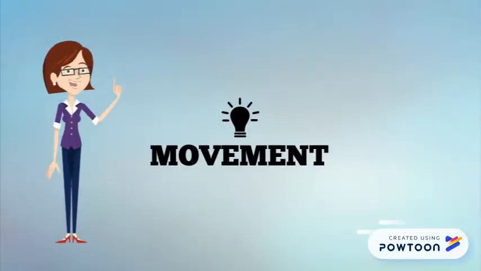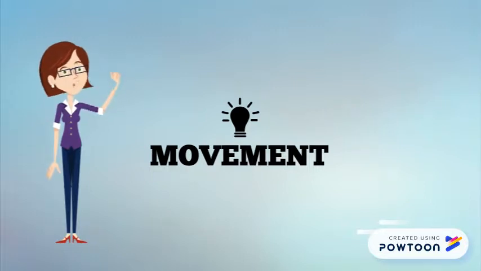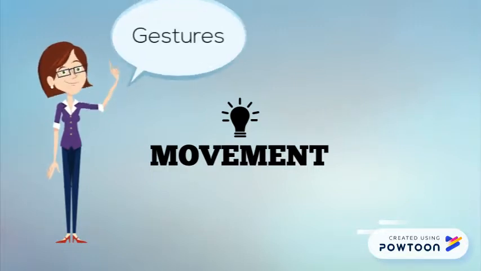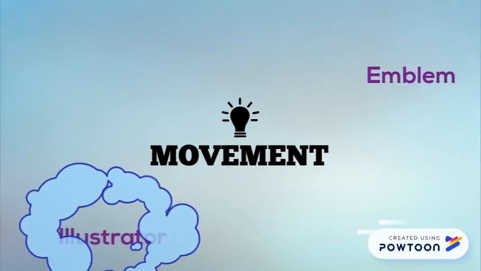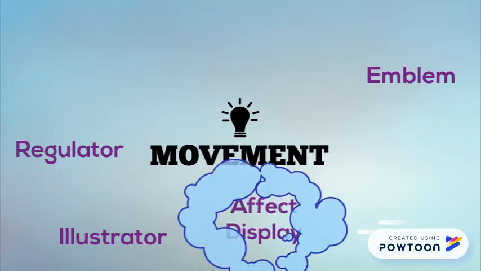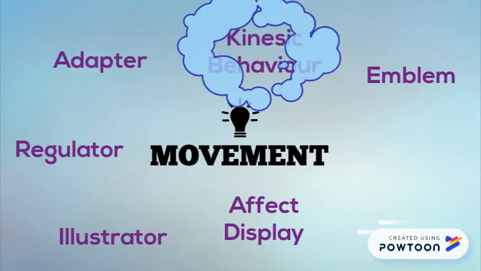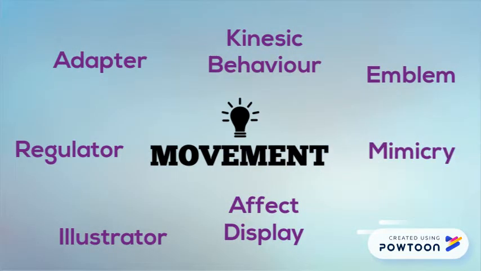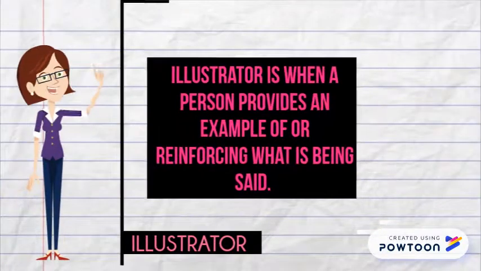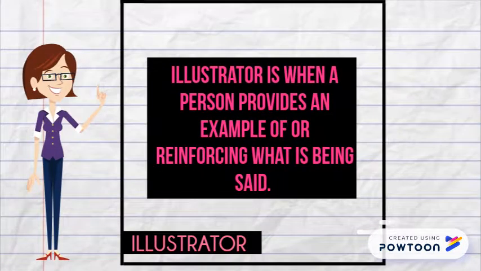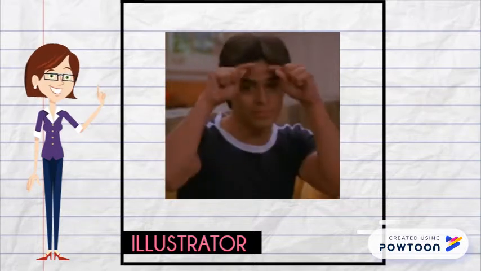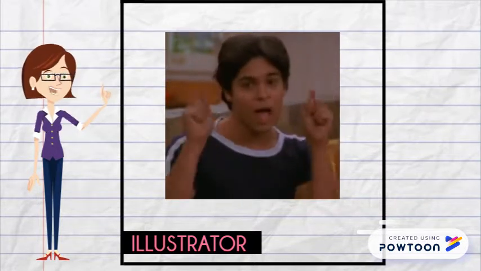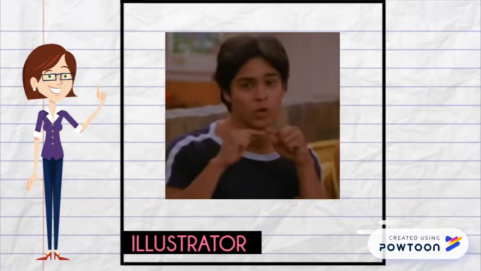Movement is included as nonverbal communication, which can involve gestures and postures. Gestures may include emblems, illustrators, regulators, effect displays, adapter, kinesic behaviors, and mimicry. Illustrator is when a person provides an example of or reinforcing what is being said. For example, when a person draws a heart in the air while expressing their feelings in words.